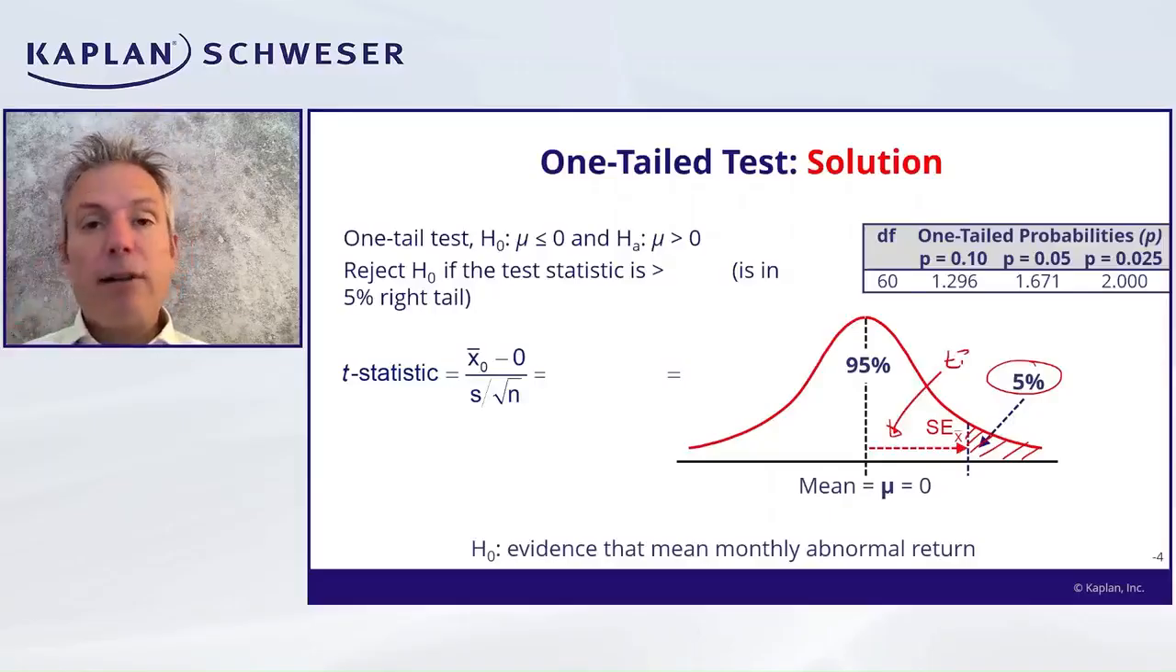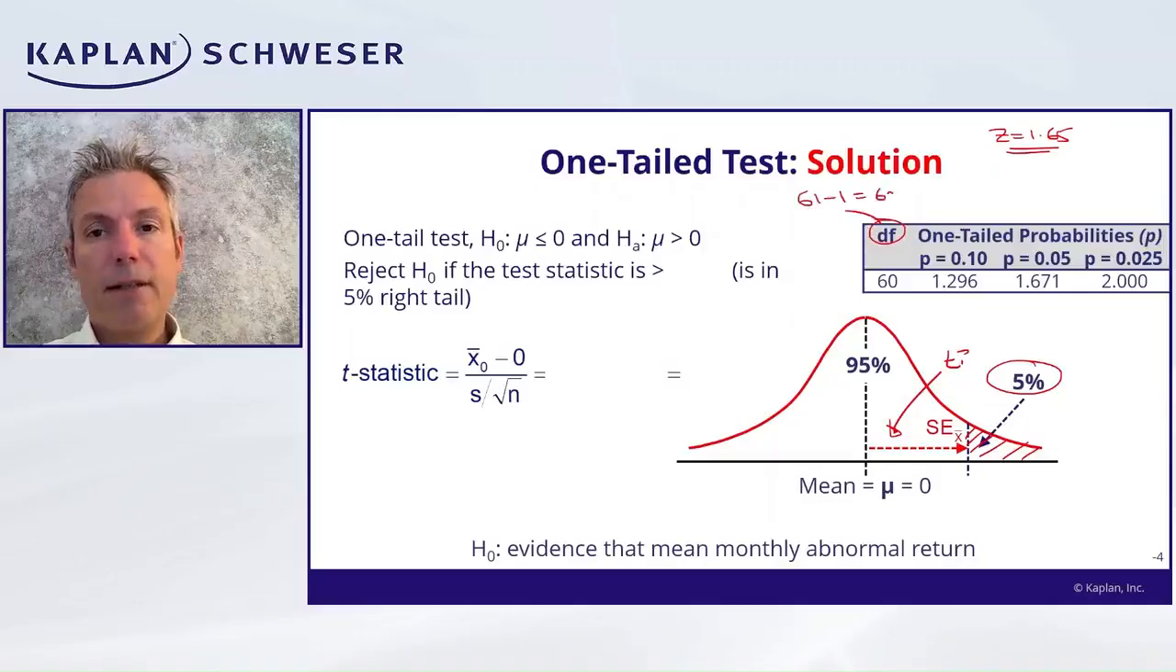Now, if it were a standard normal distribution, the z value for 5% in one tail would be 1.65, right? So you know that the t value, we've got decent degrees of freedom here. Degrees of freedom are n-1, 61 minus 1, which is 60. That's a large data set. You know that your t value should be close to, but a little bit bigger than 1.65.